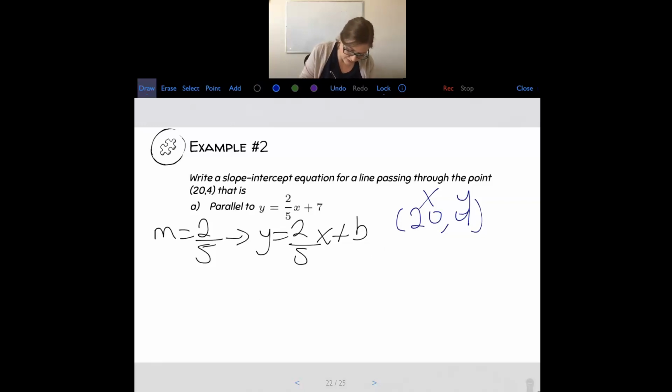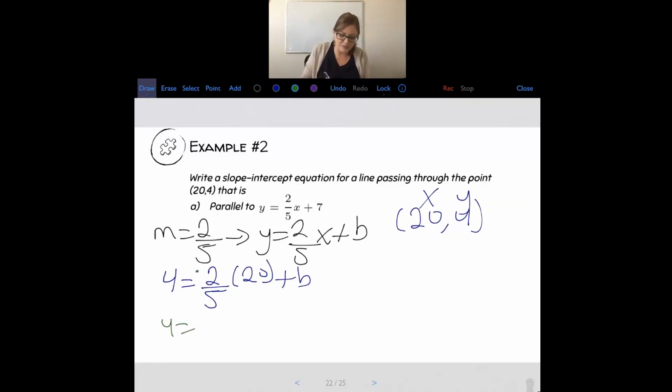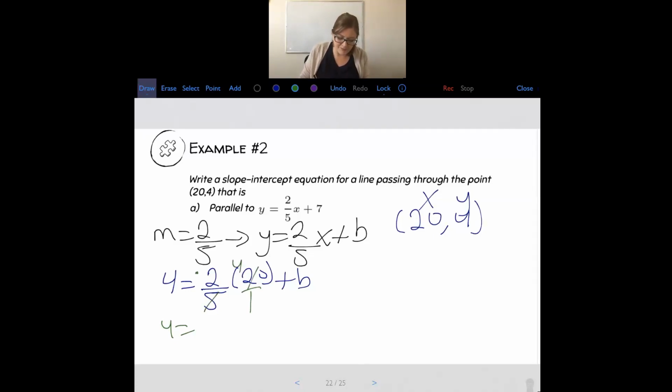So we substitute 4 in for y, then we have 2/5 times x, which is 20, plus b. Here we have 4 equals, and there are multiple ways to evaluate this multiplication. You can put it over 1 and say 5 goes into 20 4 times. 2 times 4 is 8, plus b. You can subtract 8 from both sides and get that b is equal to -4. So our final answer for our equation is y is equal to 2/5 x minus 4.